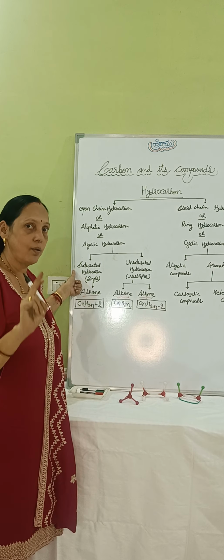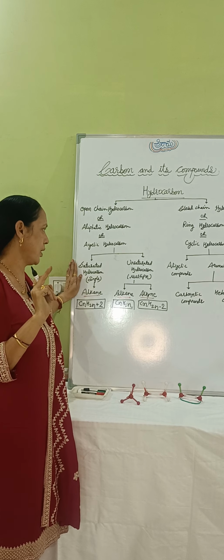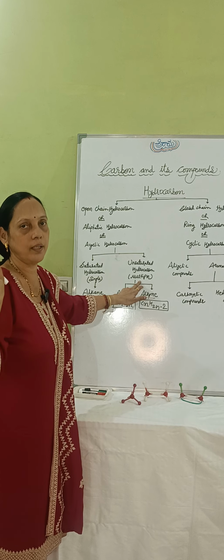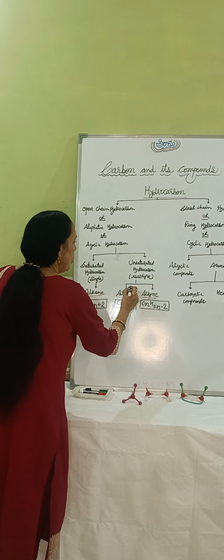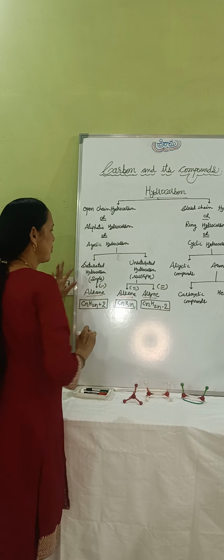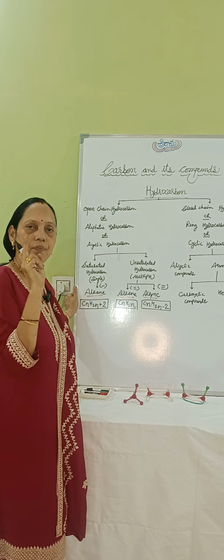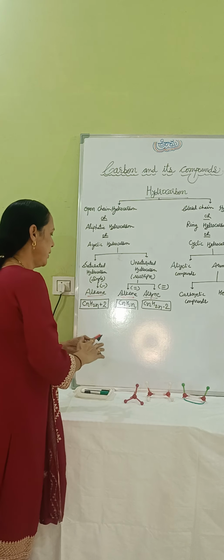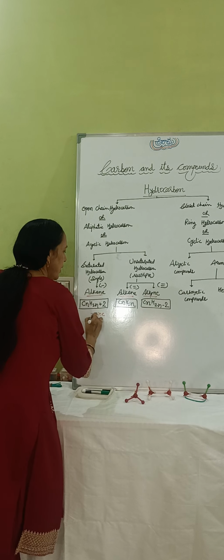Now, saturated hydrocarbons are single bonded compounds, and unsaturated hydrocarbons are multiple bonded compounds. They have double bonds, and they can also have triple bonds, but these saturated compounds are single bonded compounds. Now, the saturated compounds' family member name is alkane. Alkane ends with the letters A-N-E, alkanes.